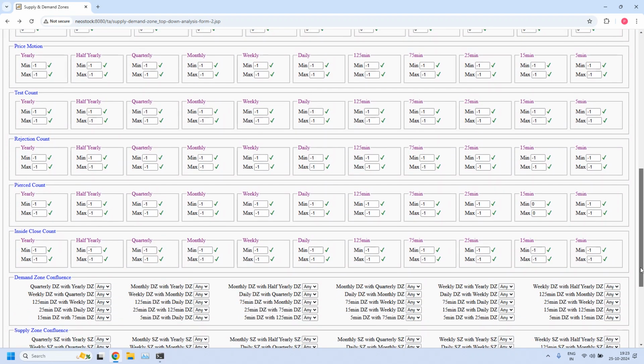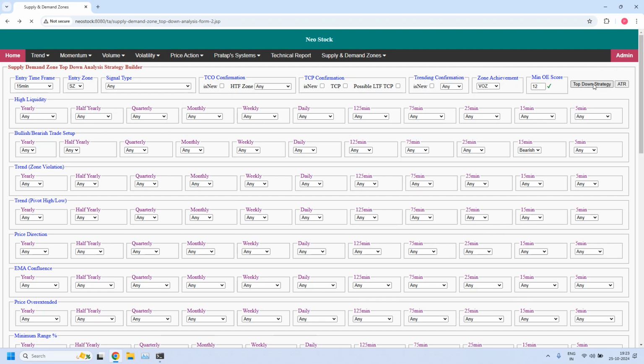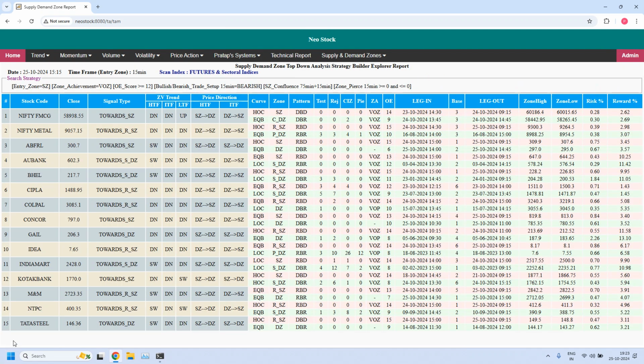So in the supply zone confluence, I am enabling the 15-minute supply zone with 75-minute supply zone confluence filter. With this filter we got 15 stocks. All the 15 stocks are having ITF confluence. That means in all these 15 stocks, the 15-minute supply zone is part of the 75-minute supply zone. They are all supporting a high probability setup. In this we might have even more high probability setup stocks because the ITF trend is a downtrend.